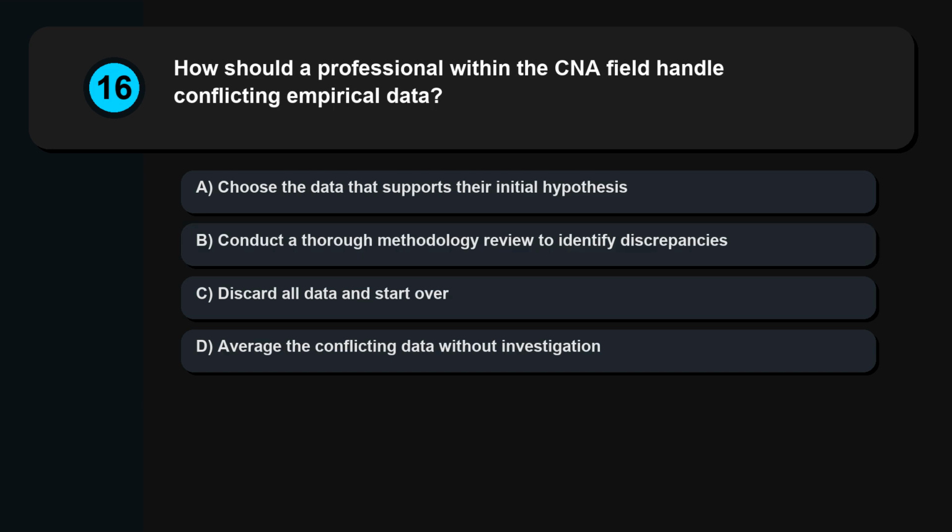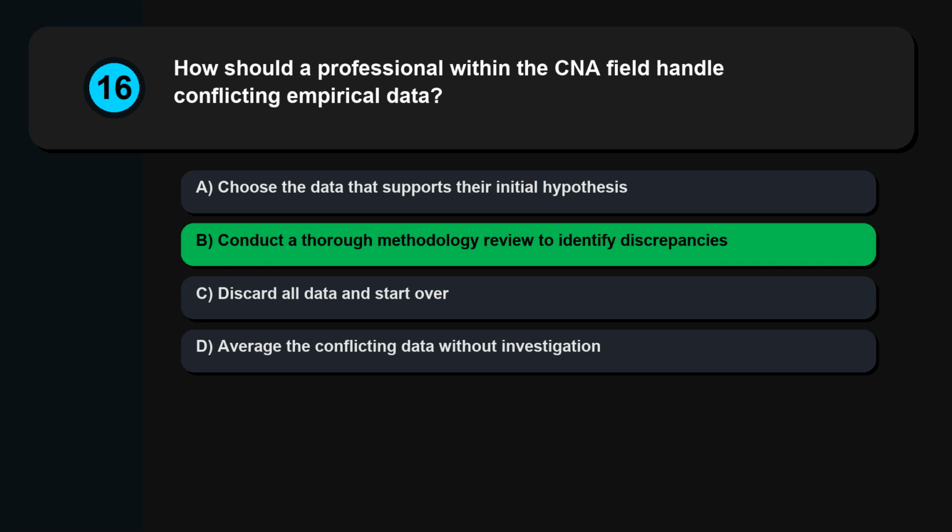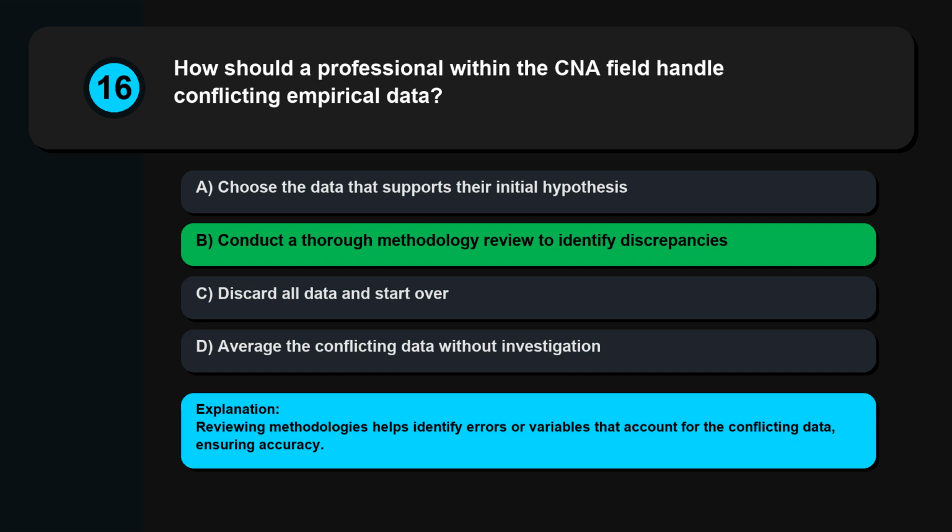Question 16. How should a professional within the CNA field handle conflicting empirical data? Choose the data that supports their initial hypothesis. Conduct a thorough methodology review to identify discrepancies. Discard all data and start over. Average the conflicting data without investigation. Reviewing methodologies helps identify errors or variables that account for the conflicting data, ensuring accuracy.